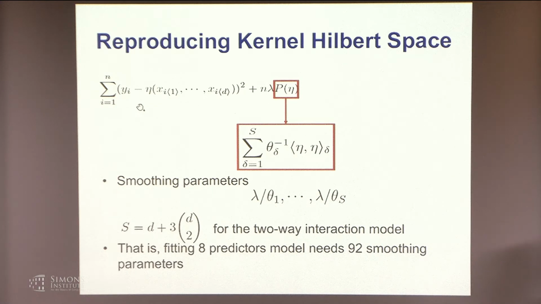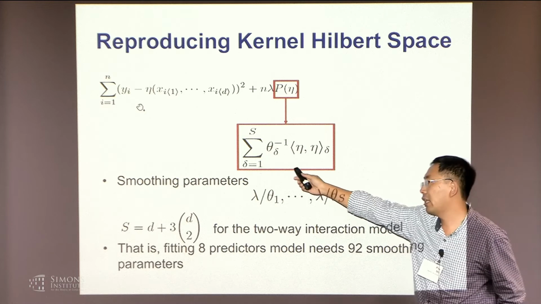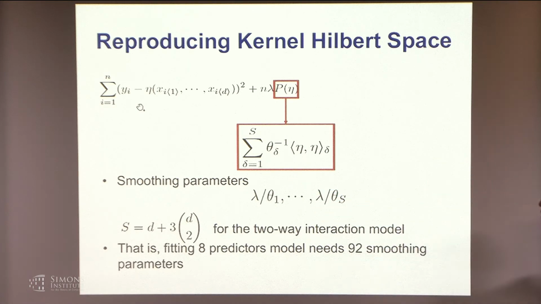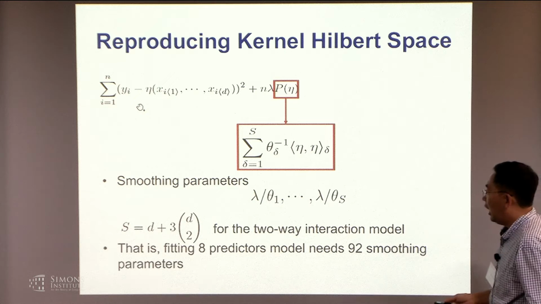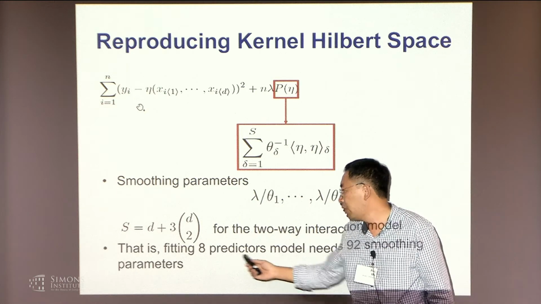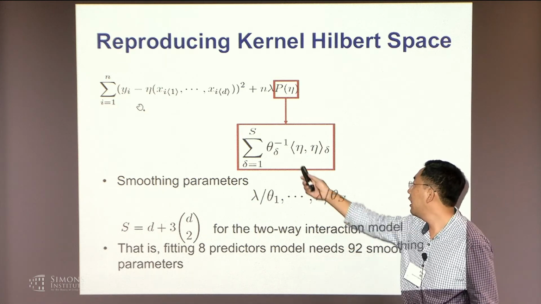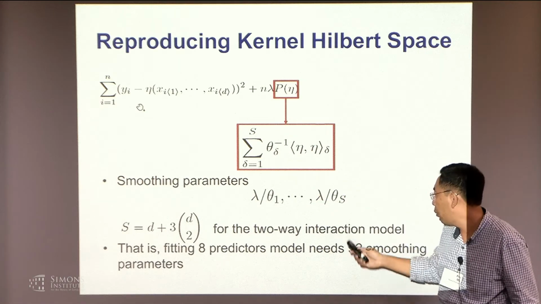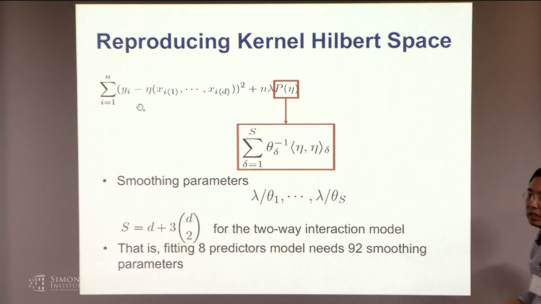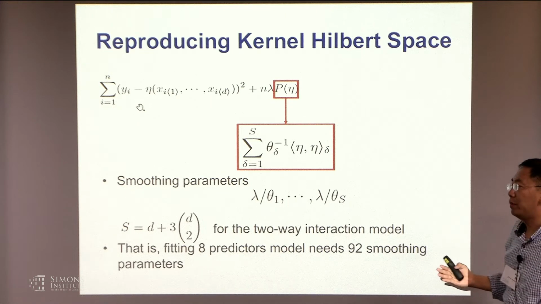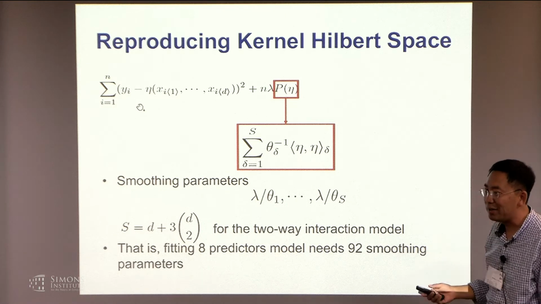As we have more and more predictors, this number grows quickly, actually exponentially. So to give you an example, if we want to have 8 predictors, how many of these theta delta do we need? We roughly need 92 of them. So these really grow quickly, which makes this model not very attractive when you fit this multiple regression problem.